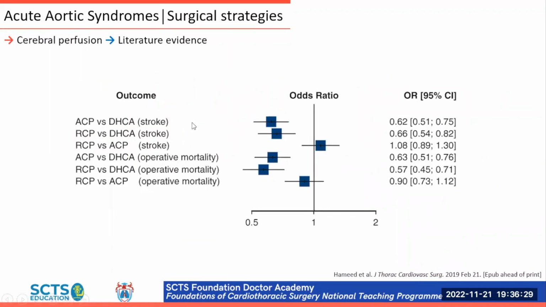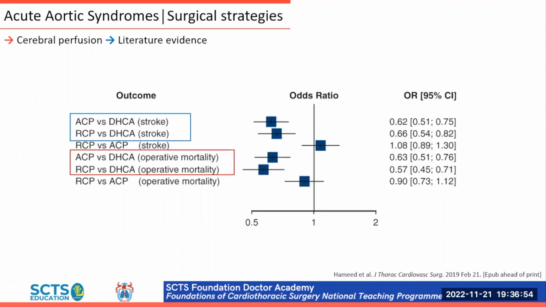What is the literature evidence? Literature clearly demonstrates that in terms of stroke, antegrade cerebral perfusion and retrograde cerebral perfusion are superior to deep hypothermic circulatory arrest. This is also valid in terms of post-operative mortality. No difference between retrograde and antegrade cerebral perfusion.